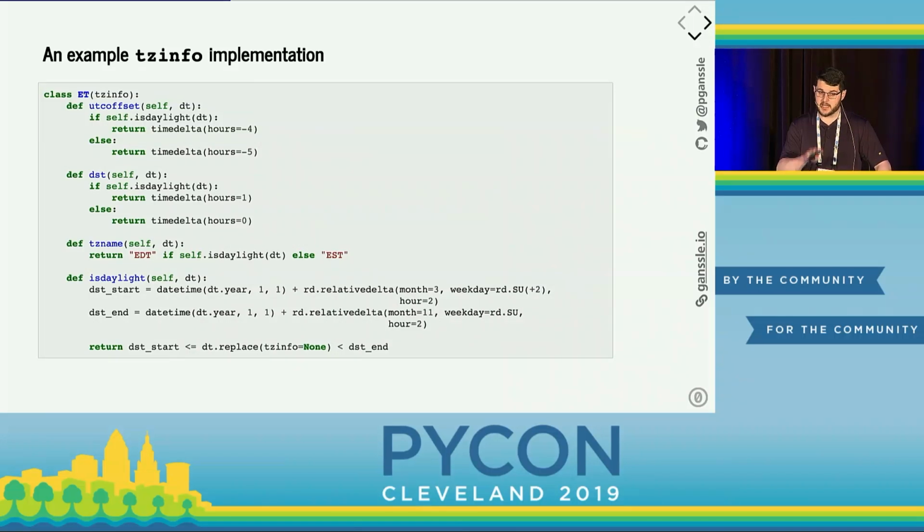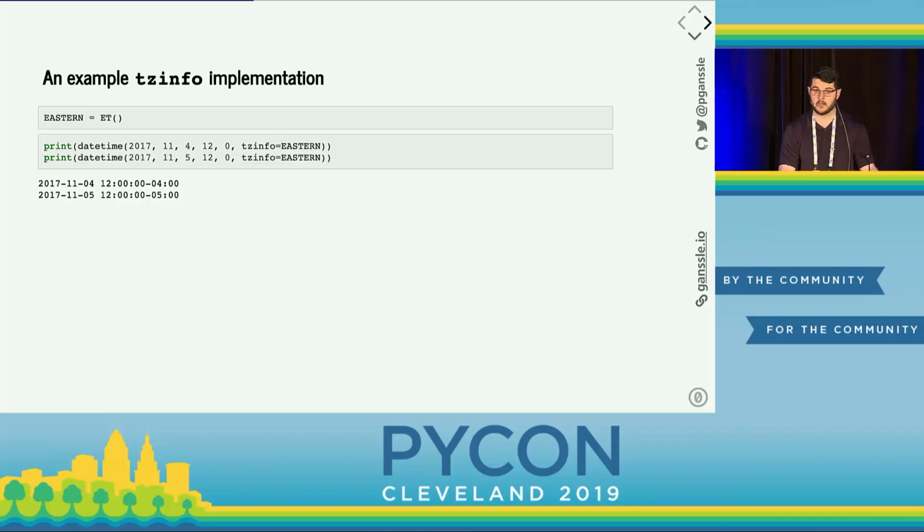And I don't recommend that you implement this, and you'll see why in a second. But what I've done is I have this isDaylight method, and I've implemented the other three as a function of that. It just says, if daylight saving time applies at this time, return this, or if it doesn't, return this other thing. And so if I construct one of these Eastern time objects, and I attach it to something on the daylight saving time side, I get UTC -4. And if I attach the same object to something on the standard time side, I get UTC -5.